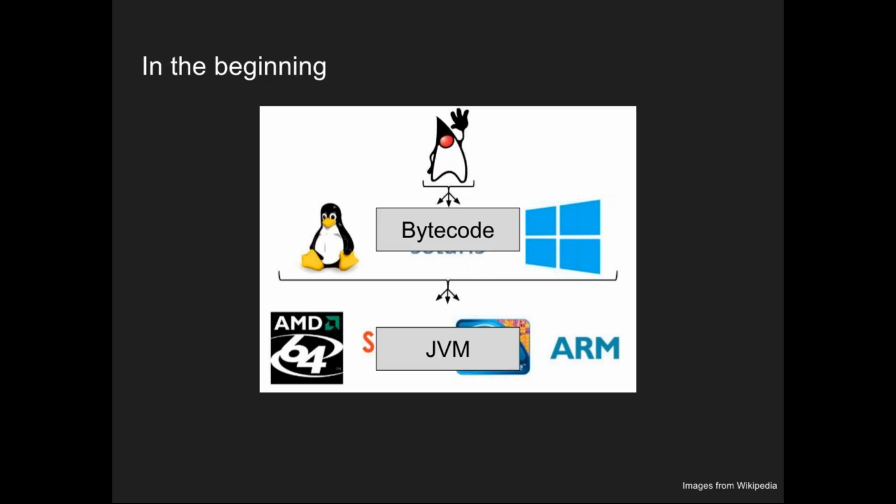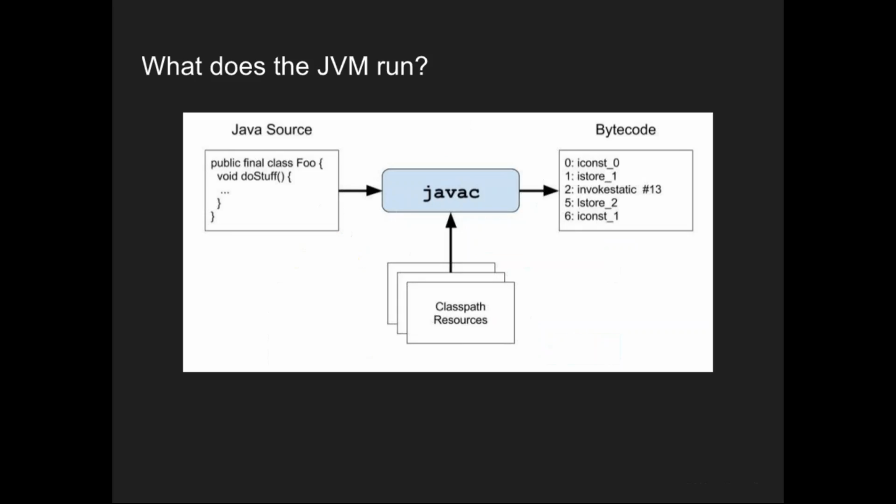So I'm just going to take a quick look at what the JVM actually runs. This should be familiar to anyone who's a Java programmer. We start off with some source code, and when we run the Java tool, it pulls in class path resources, and what's emitted by the compiler is bytecode. And this is the intermediate representation, which is interpreted by all JVMs. So the first part of the JVM that we're going to have a quick look at is the interpreter.